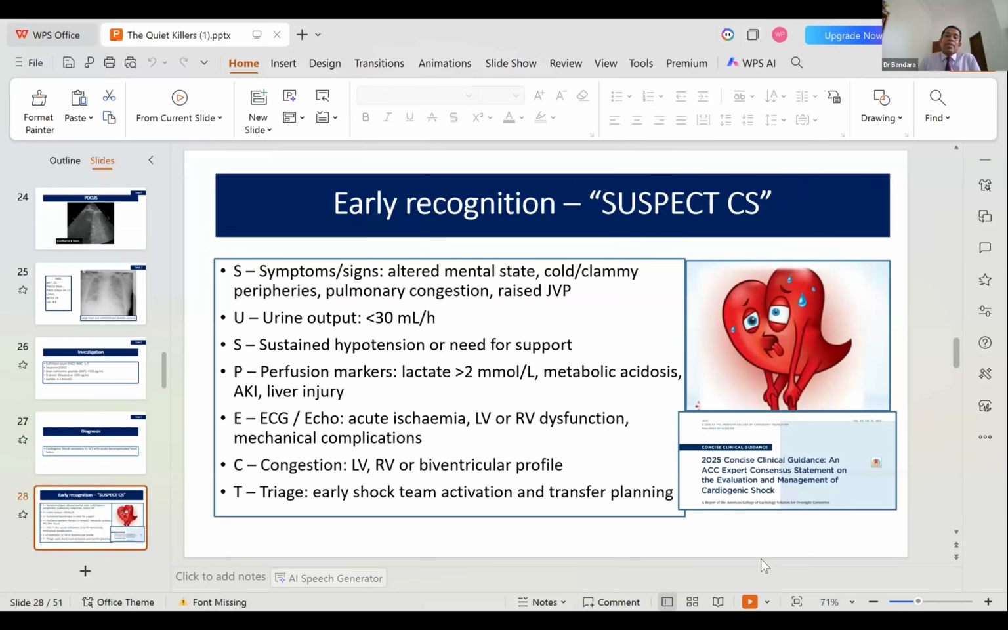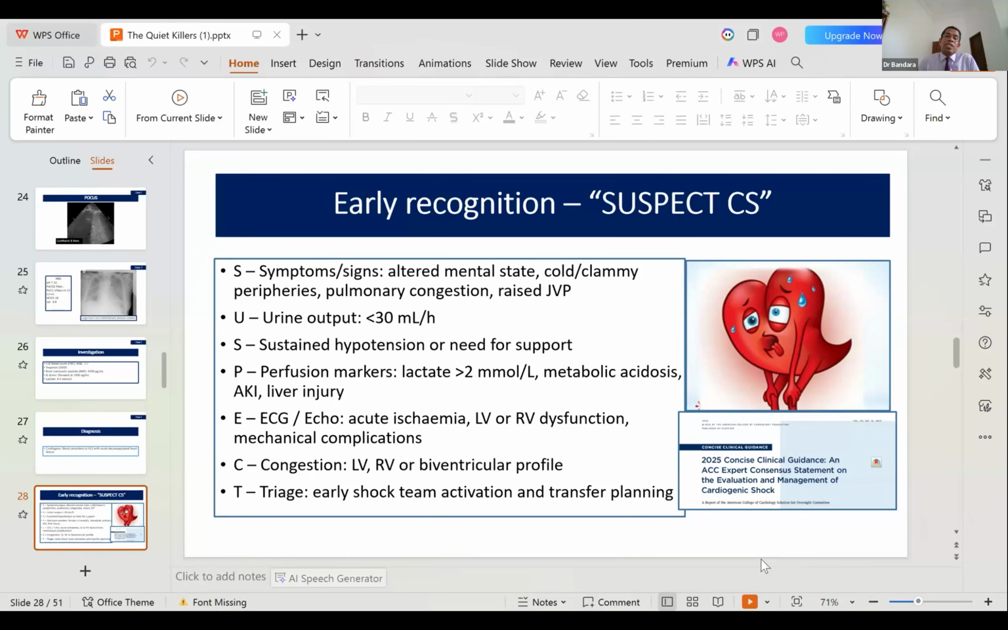So how do you define cardiogenic shock? The mnemonic is SUSPECT CS. S is the symptoms, basically low perfusion. You can see the patient is having a low mental status, cold clammy extremities, pulmonary congestion, and a raised JVP.